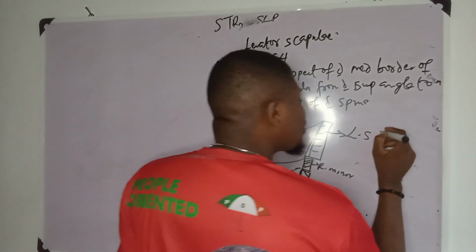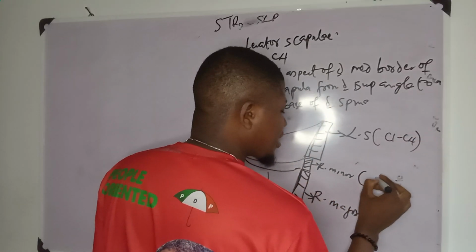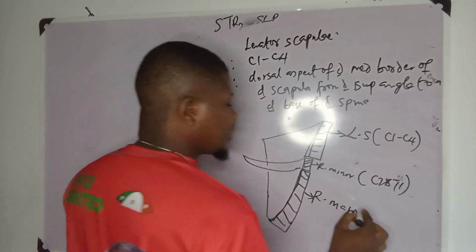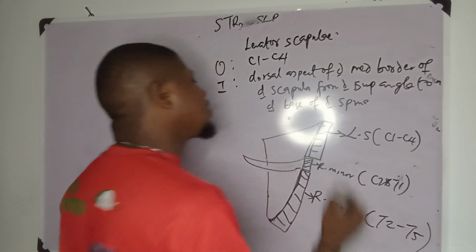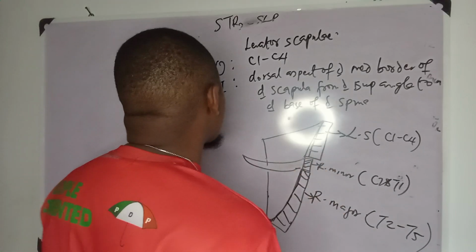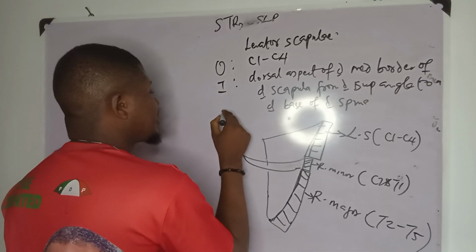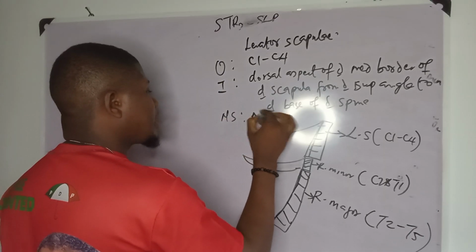Then if you come to the origin, this one is from C1 to C4 vertebrae. This one is from C7 and T1 vertebrae. Then this one is from T2 to T5 vertebrae. So for these three muscles, the origin and insertion look alike, they follow each other. So we already know the origin, the insertion, and the nerve supply. All of them are supplied by what? The dorsal scapular nerve.